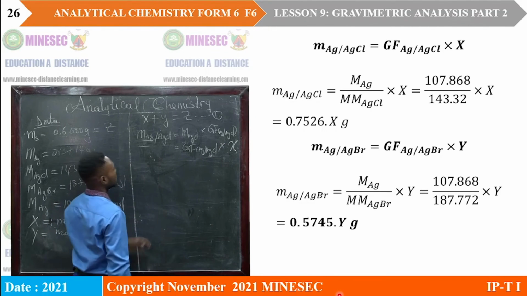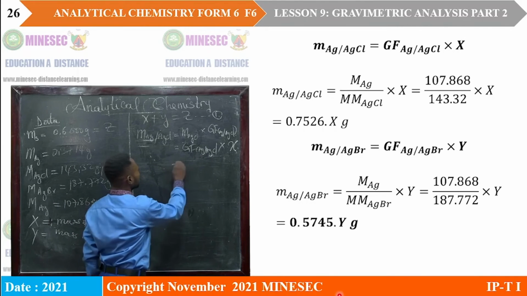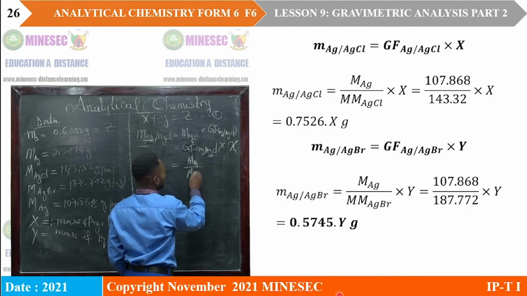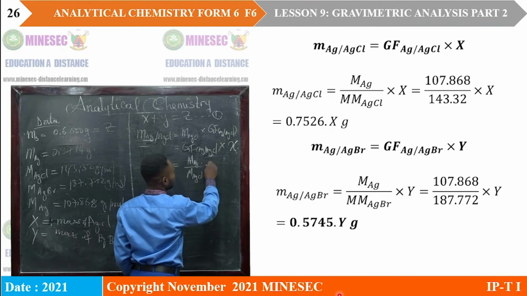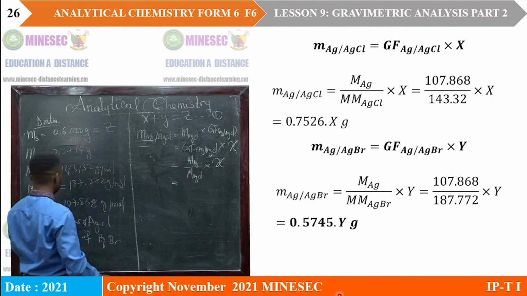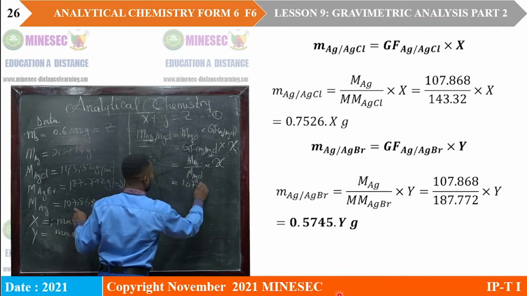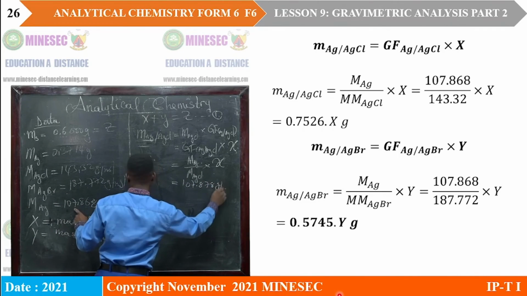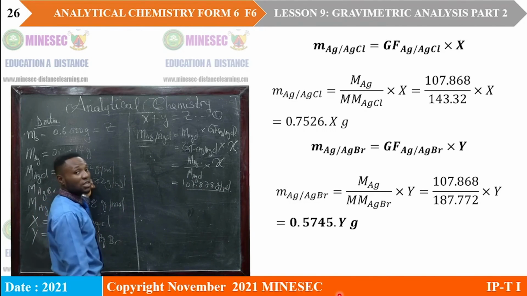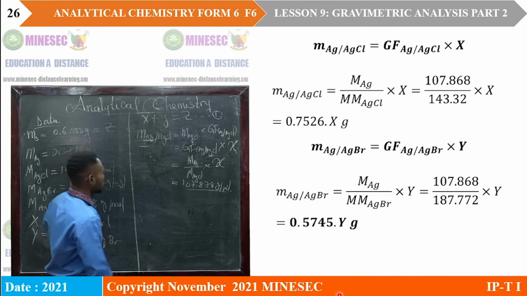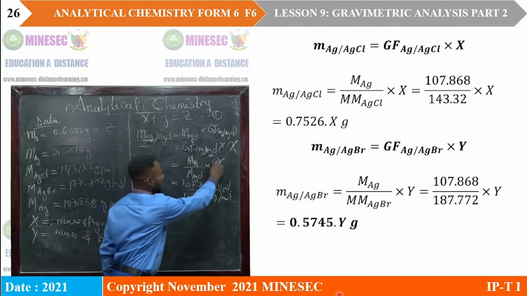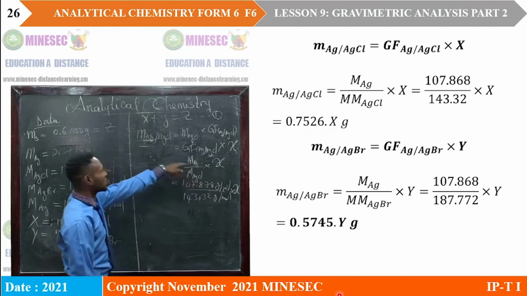We'll do the same thing. Do we know the gravimetric factor? Of course, the gravimetric factor can be calculated, which is the molar mass of silver divided by the molar mass of silver chloride, times now the X that we have gotten. What is the molar mass of silver? It is 107.878 gram per mole, divided by the molar mass of silver chloride, my dear student, what's the mass? 143.32 gram per mole, and times our X, which is the mass of the silver chloride.